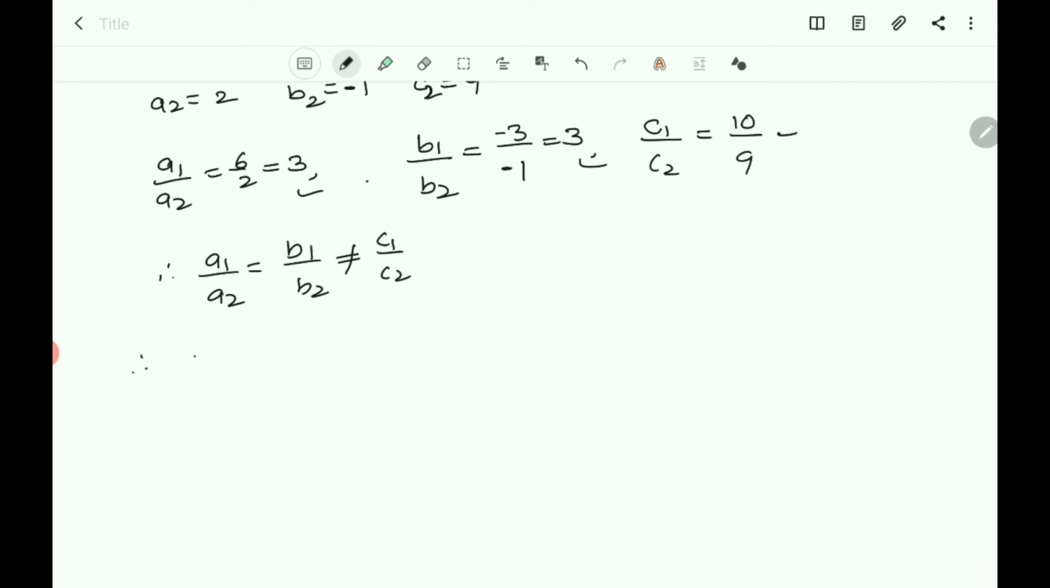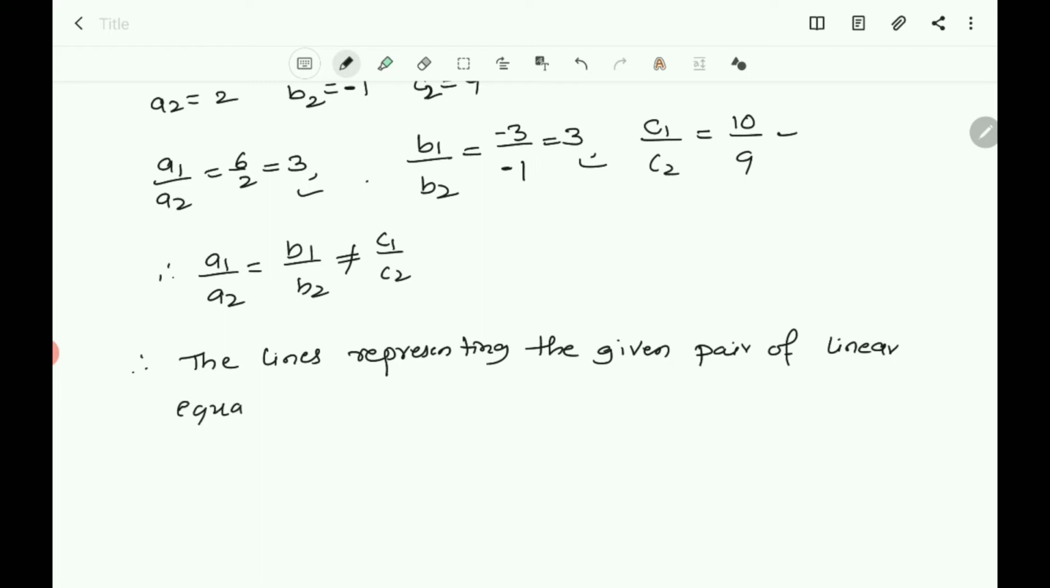Therefore, the lines representing the given pair of linear equations are parallel here.